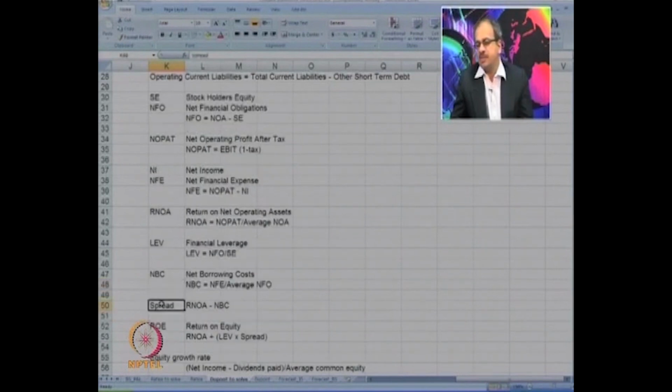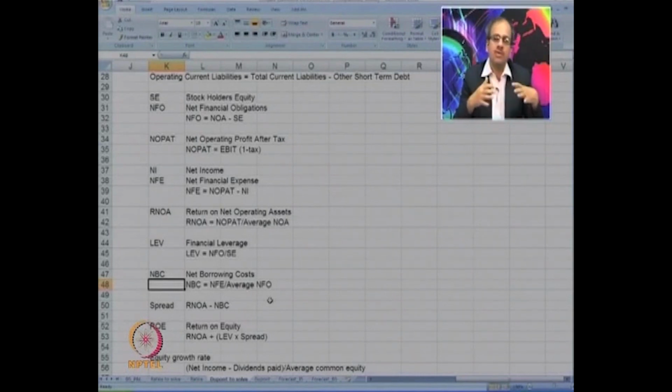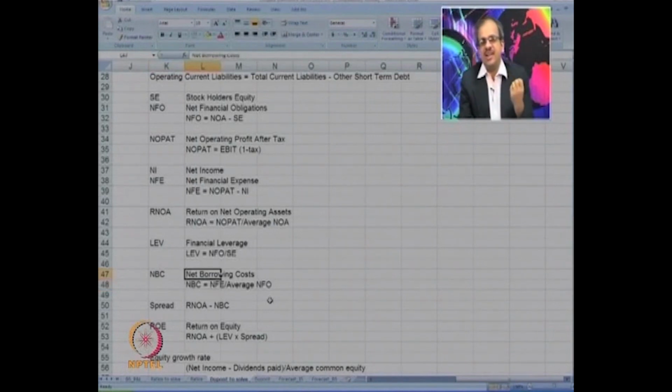Okay. Next is spread. By way of spread, we will try to find RNOA minus NBC. So in NBC, you can see here we have tried to link net financial expenses, which are like outgo on account of interest, as an average of NFO. NFO is a financial obligation, or money which the company is using from outsiders. So we are trying to find what percentage of cost we have to pay as an interest cost. So NFE upon average NFO gives us NBC.